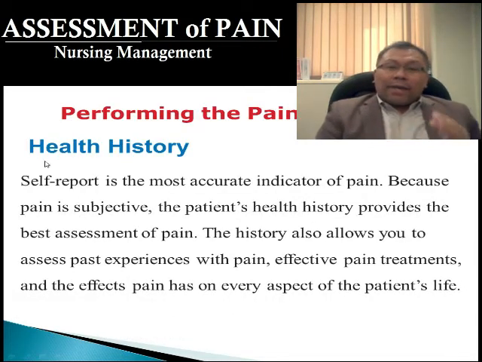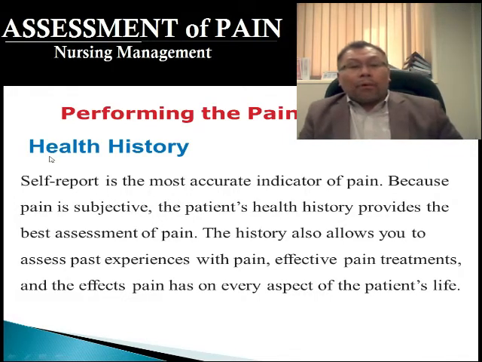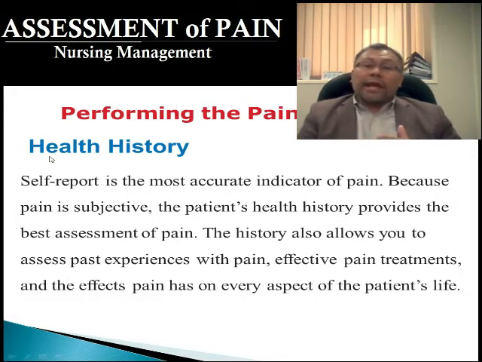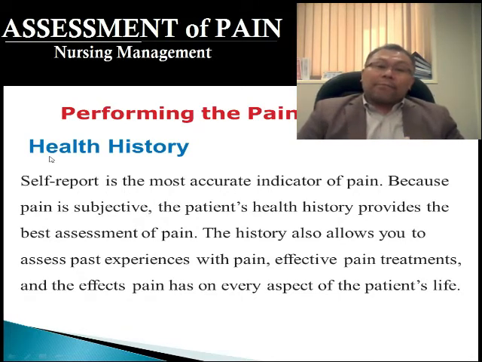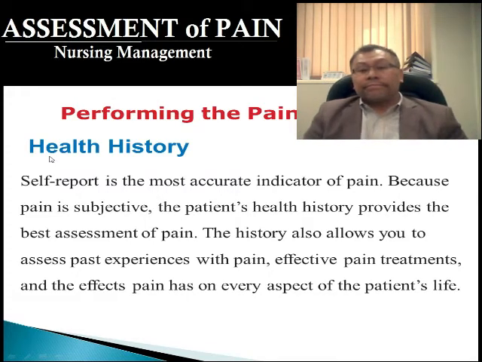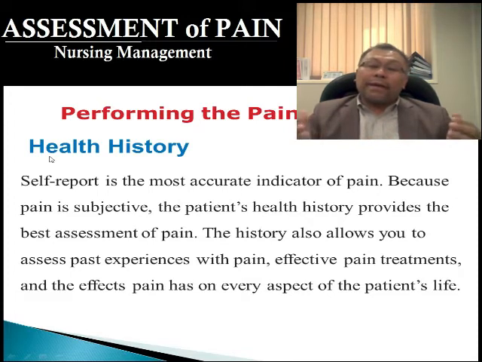So in performing health history, you are going to do self-report. What is this? This is the most accurate indicator of pain. Because pain is subjective in nature, the patient's health history provides the best assessment of pain. The history also allows you to assess past experiences with pain, effective pain treatments, and the effects pain has on every aspect of the patient's life.